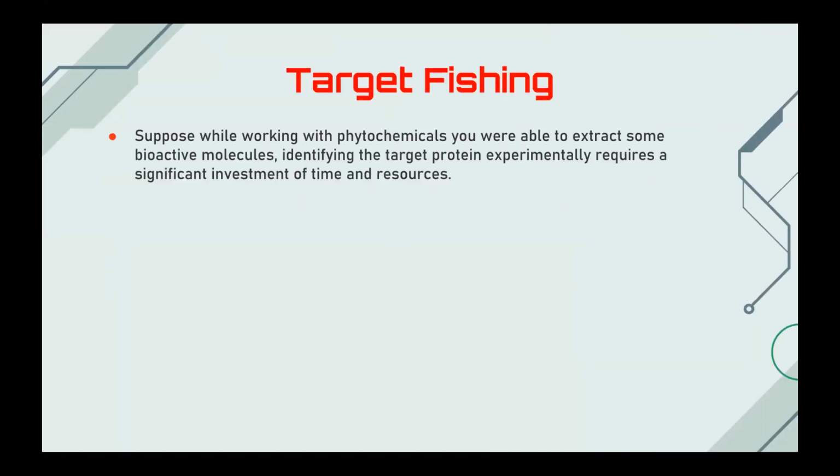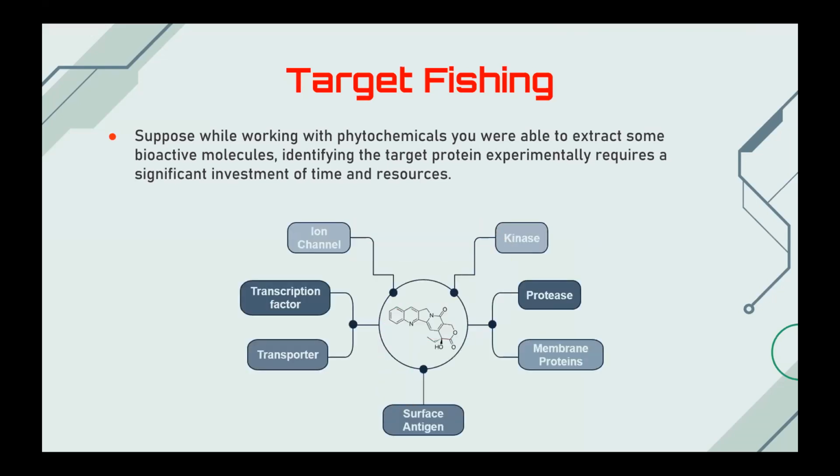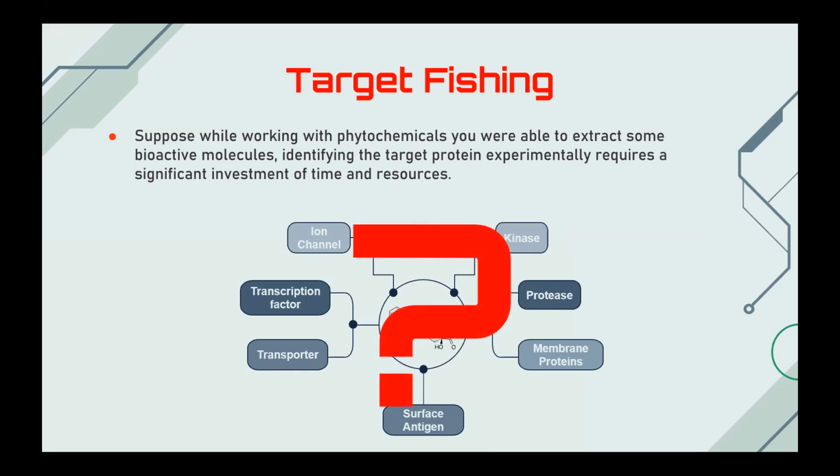So let's put a scenario here. Suppose you're working with plants and you were able to extract some phytochemicals. You want to know where these phytochemicals will be working. If you were to decide to determine this experimentally, it would require a significant investment of time and resources. As we all know, we have multiple proteins. We don't know, for example, this product, will it work on kinases, will it work on proteases, or which family of proteins will it work on? We can't simply just predict or assume where it will work.